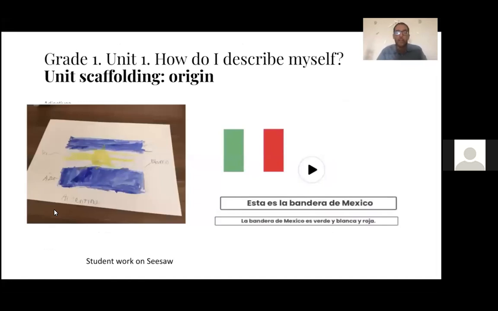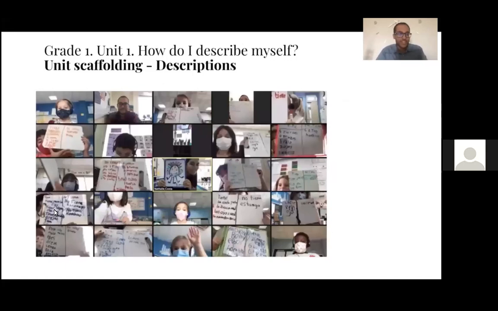Then with these colors, we were describing the different flags of the Spanish-speaking countries, and we were locating them on the map. We were telling how they look, which shapes they had, and also they were doing that with their own flags from their countries. Then here you can see we moved from these shapes and colors to start describing things.